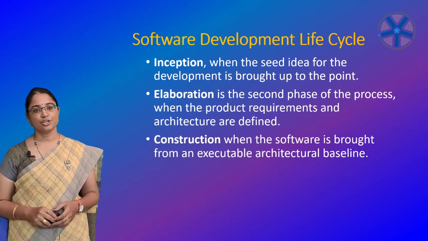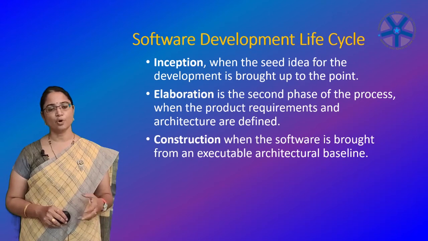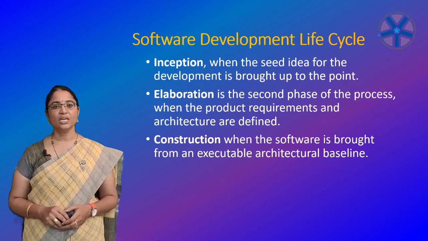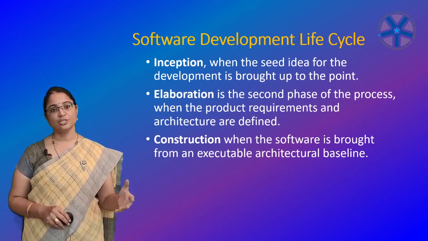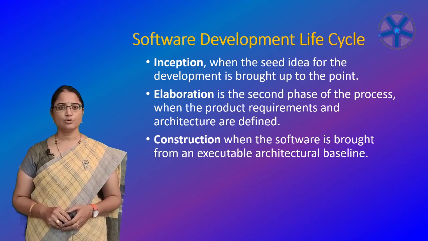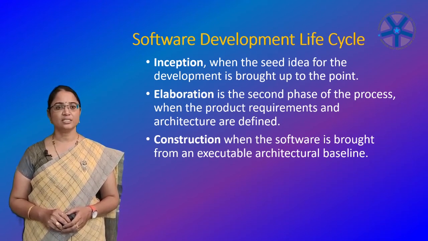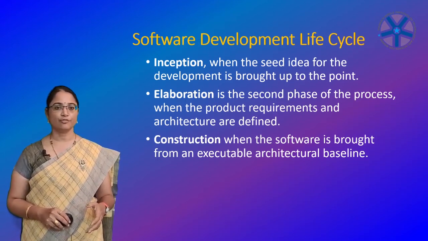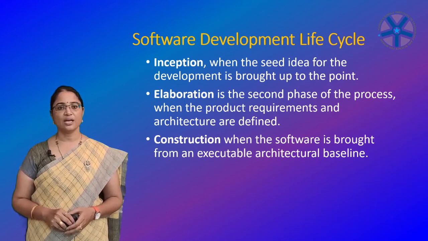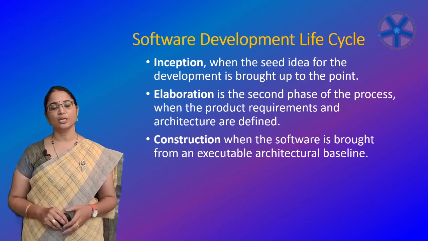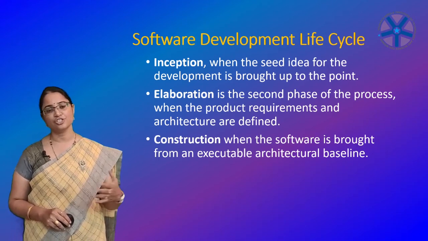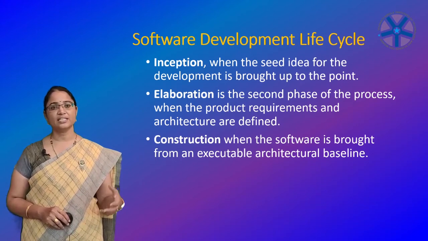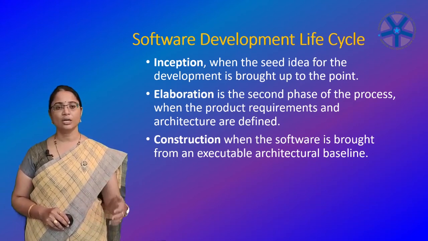Next one is construction. Construction is the third phase of the process, when the software is brought from an executable architectural baseline to being ready to be transitioned to the user community. Here also the system requirements, and especially its evaluation criteria, are constantly re-examined against the business needs of the project, and resources are allocated as appropriate to actively attack risk to the project. Construction is nothing but the implementation phase. In this phase, we'll constantly re-examine the business needs and go on with the development.